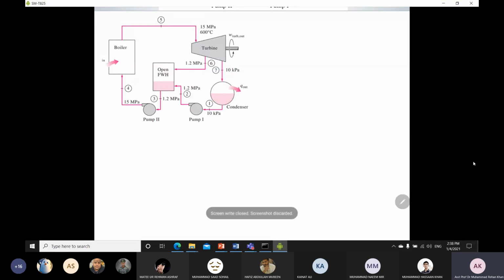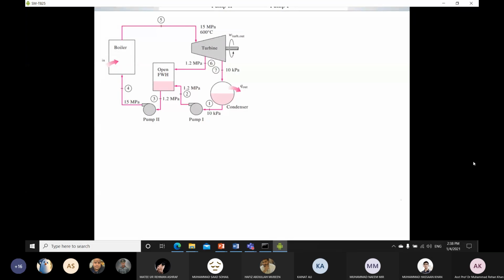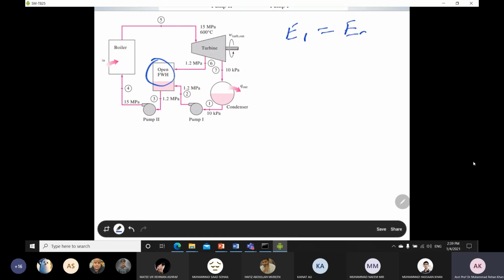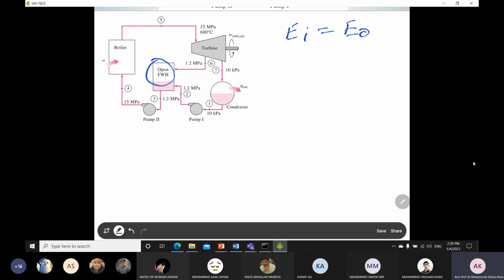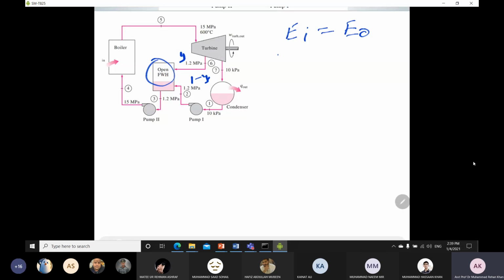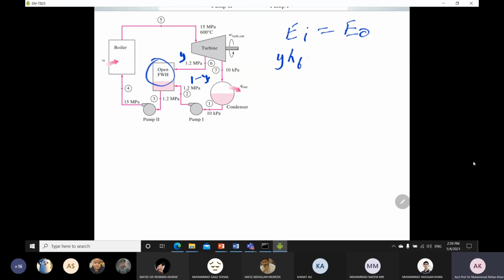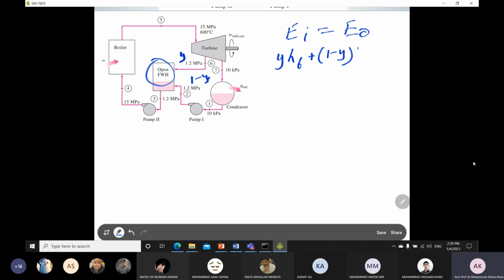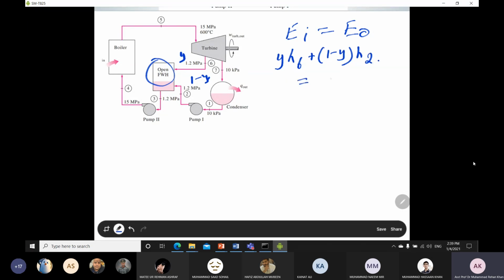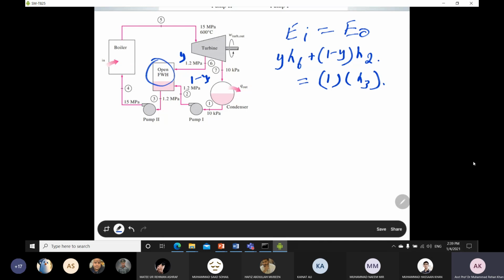You have to apply the energy balance equation on this. Energy in is equal to energy out. We already know the fractions are y and 1 minus y. So E in is equal to y into H6, which is going in. Then another term going towards your open feed water heater is 1 minus y into H2. Your E out will be at point number 3, where the fraction is 1, so it will be H3. This is the energy balance equation for your open feed water heater in order to find the fraction of the bleeded steam.